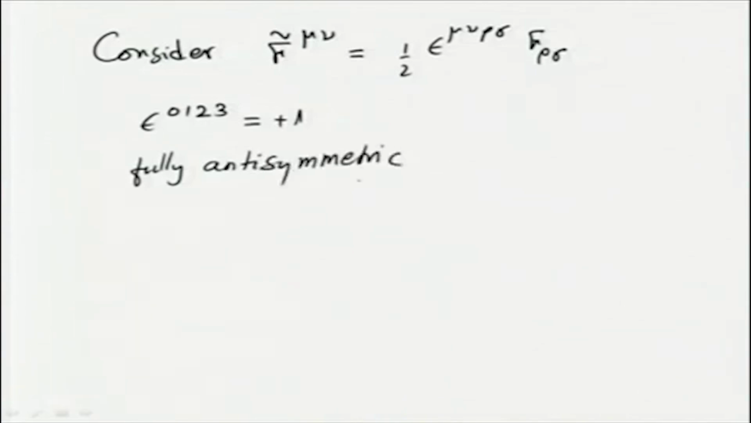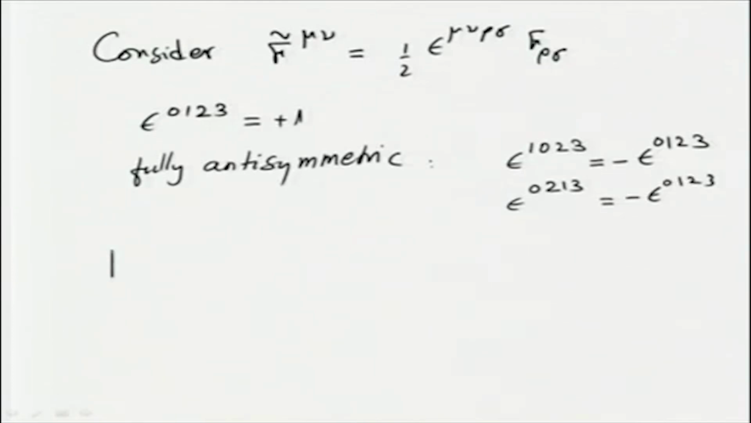What do I mean by that? Meaning interchange of any two indices, keeping the others at their positions, will give you a minus sign. For example, if I interchange the first two, I get epsilon 1, 0, 2, 3 equal to minus epsilon 0, 1, 2, 3, or it could be 0, 2, 1, 3, where I have interchanged 2 and 1 in epsilon 0, 1, 2, 3. So, I get a relative minus sign, etc.